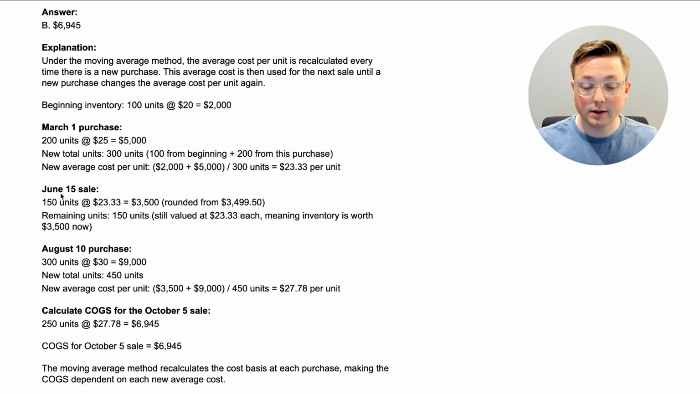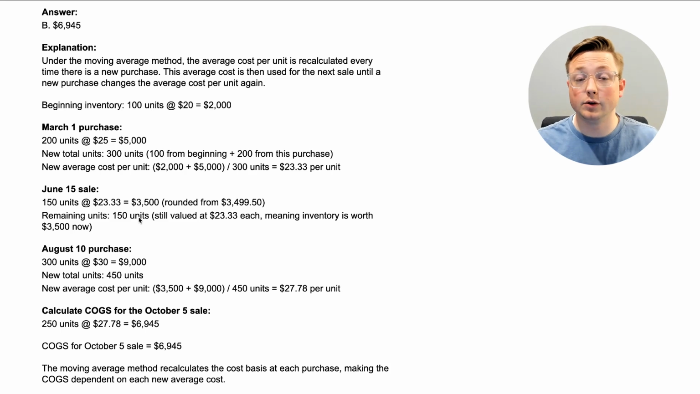Now we go to June 15th, and we haven't had any purchases since then. We sell 150 of those units. So we sell 150 units at that $23.33 per unit, and that gives us $3,500. It technically was $3,499.50, but if you times that by 2, as in, this is one half of the 300 units, then it would get you $6,999. So obviously you need to round it to $3,500, because if you times that by 2, that would give you $7,000, which is what was up here. Anyway, so $3,500 was sold.